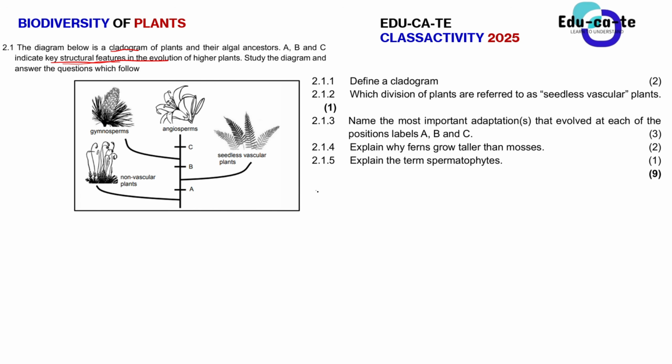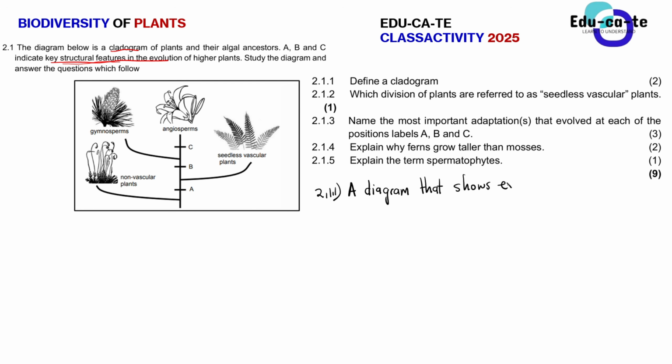So now let's start and define cladogram as 2.1.1. Remember, the cladogram is otherwise known as a phylogenetic tree. By definition, we say that a cladogram is a diagram. So when you define it, you say a cladogram is a diagram that shows evolutionary relationships.